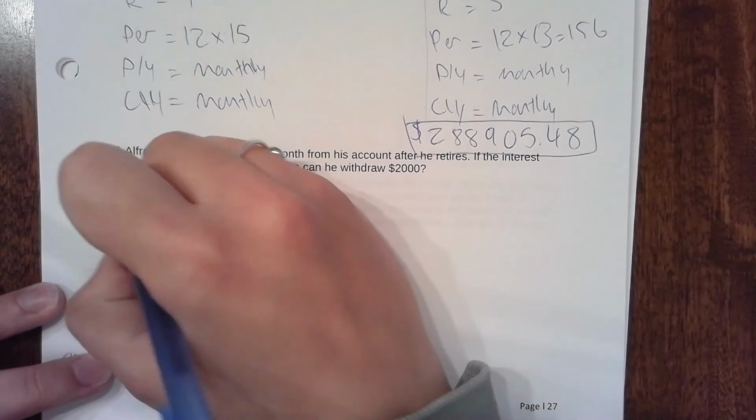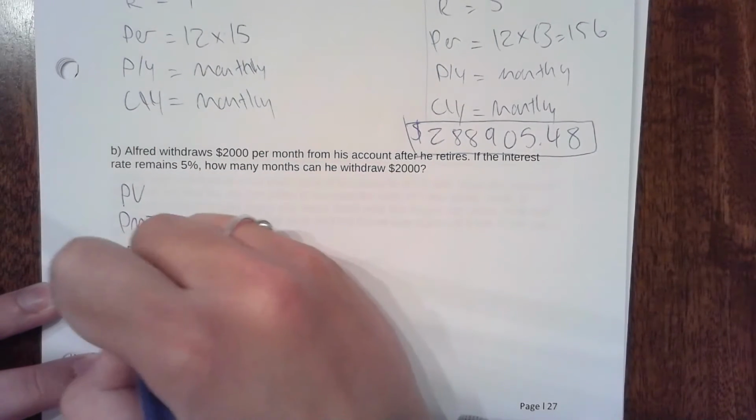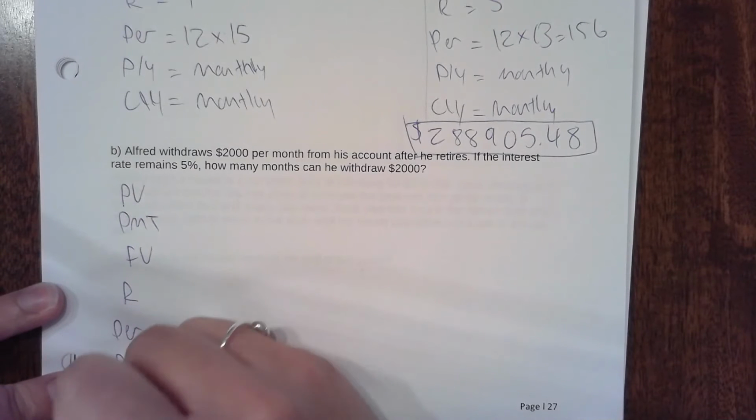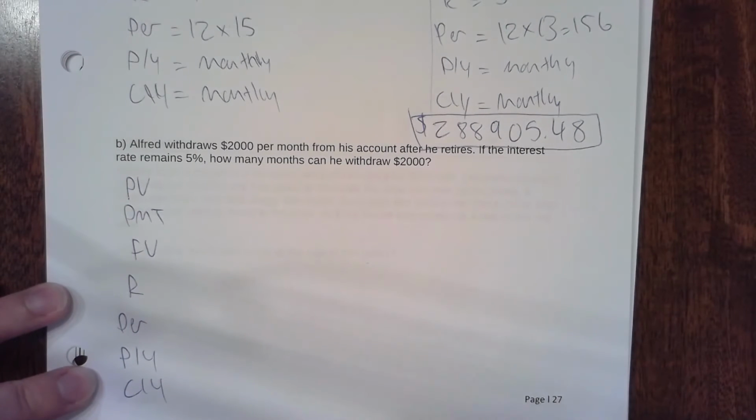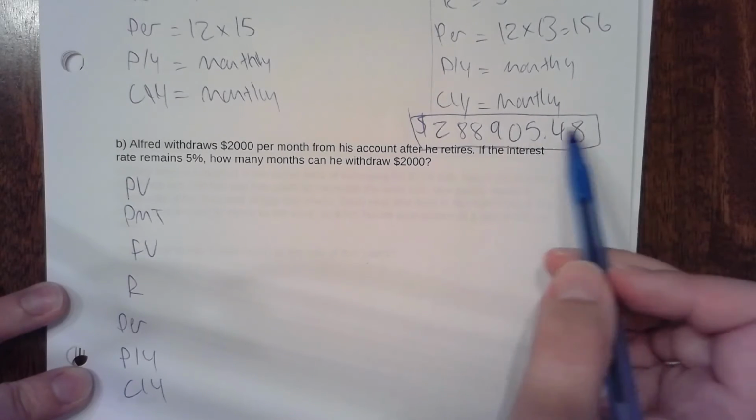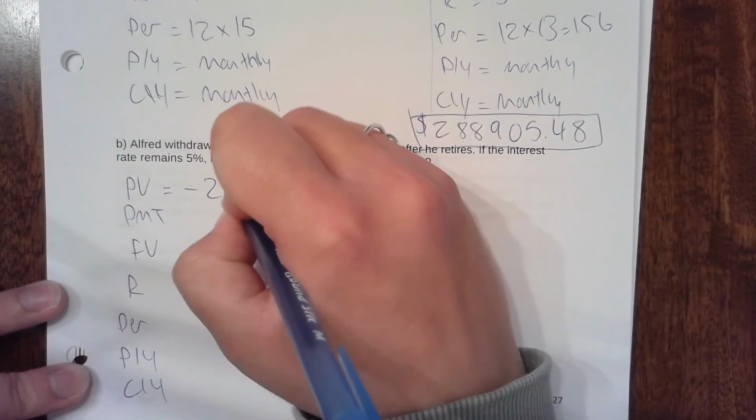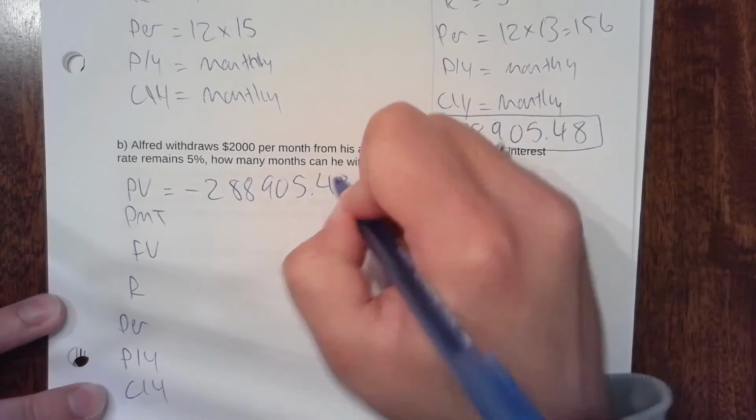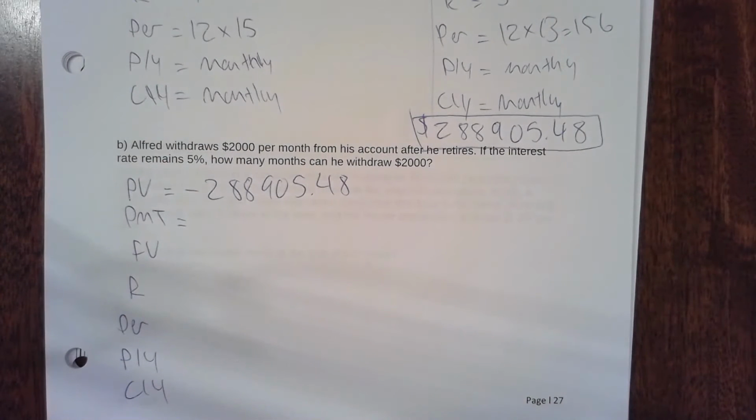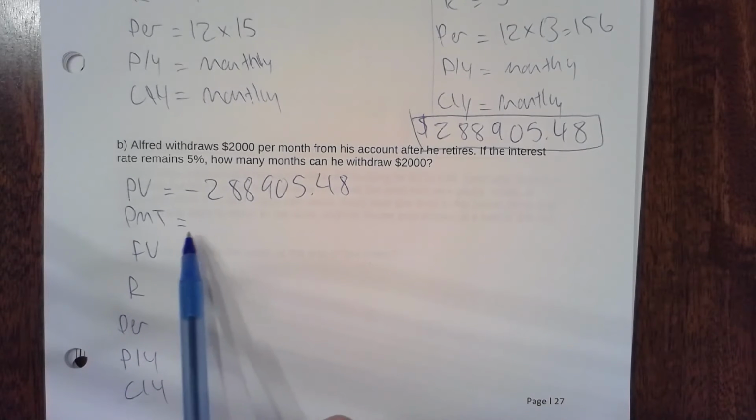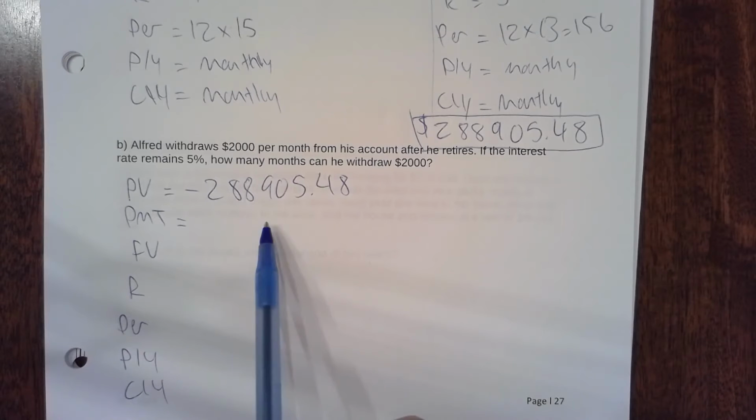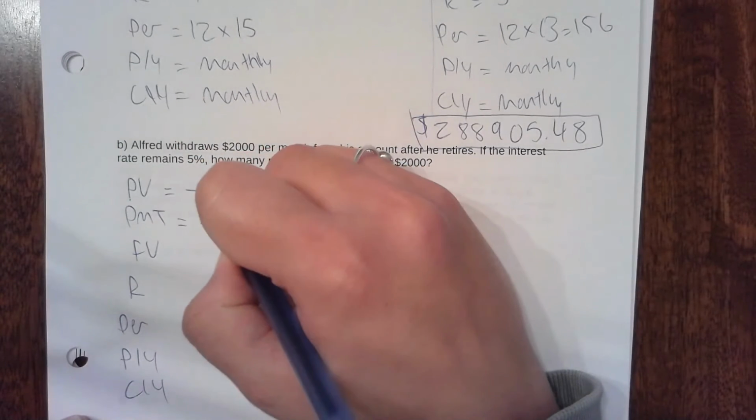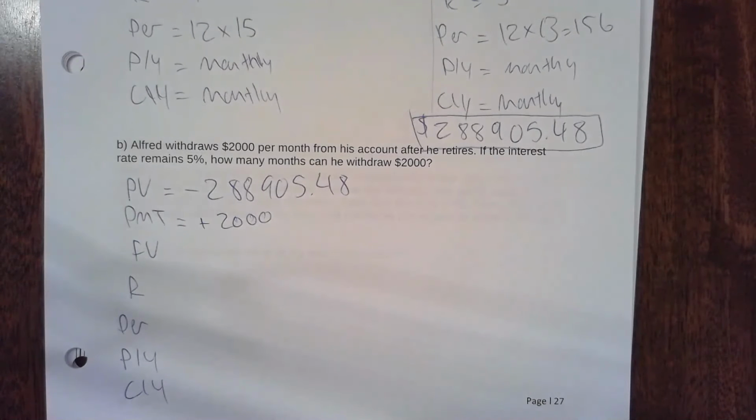So let's start off with all our variables. Okay, how much money is in there right now? 288, and it's a negative because it's like it's coming out of our checking account. Oh my gosh. Payment. Now, I know it doesn't really seem like a payment. It's not really a payment. It's kind of like a withdrawal, I guess. He's taking money out. So we don't want to say putting money in, we want to say taking money out. So we call this a plus $2,000. Not a negative $2,000 anymore. It's a plus $2,000.